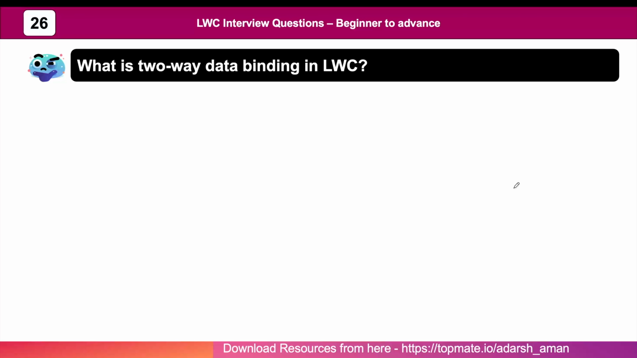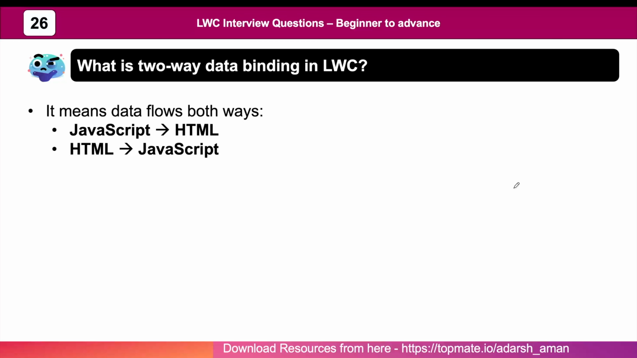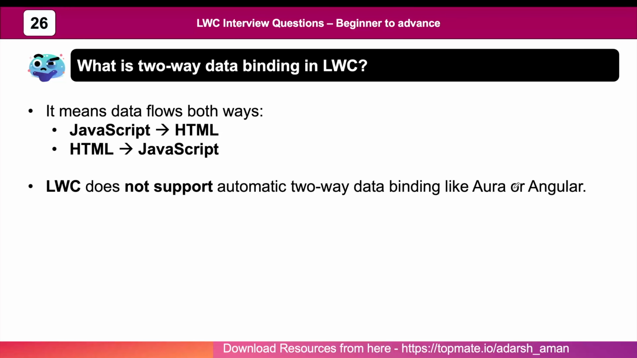What is two-way data binding? It means data flows both ways, from JavaScript to HTML and from HTML to JavaScript. LWC does not support automatic two-way data binding like Aura or Angular. We have other frameworks as well where data binding from HTML to JavaScript is also supported, but in LWC it is not supported.